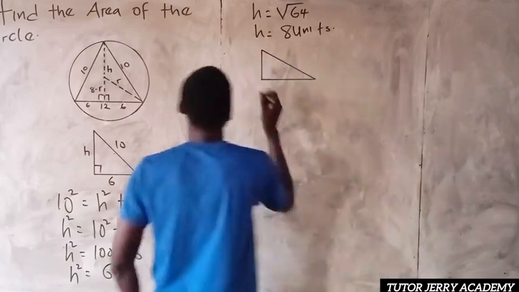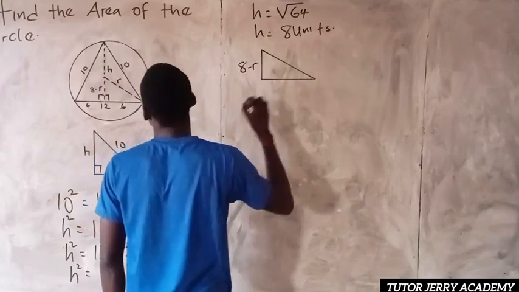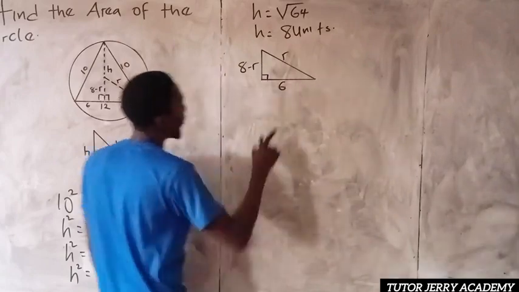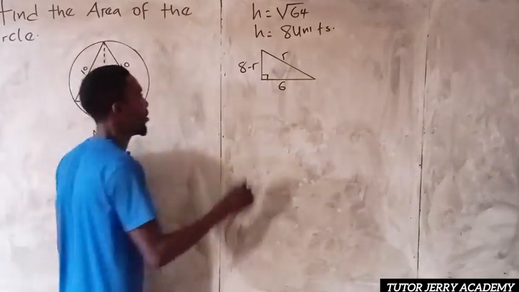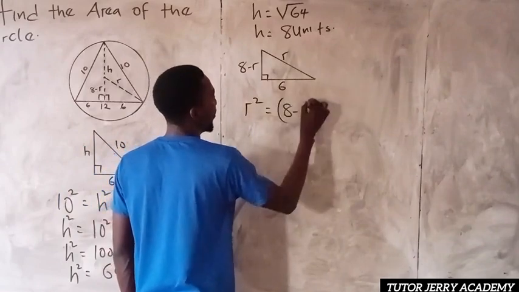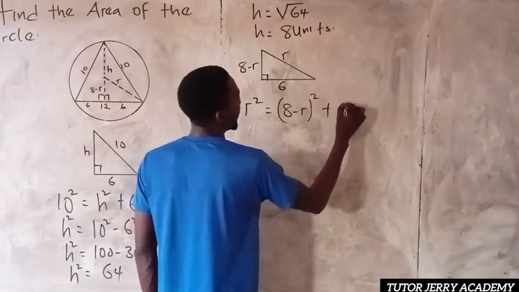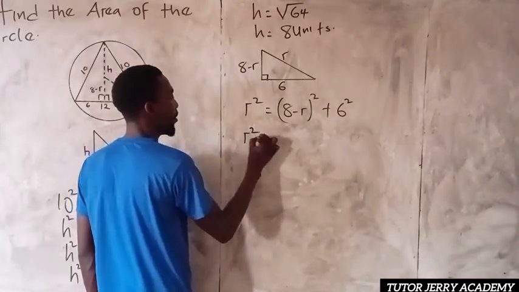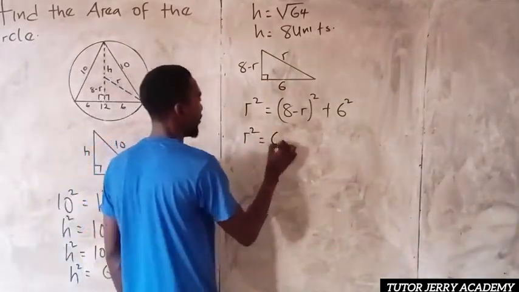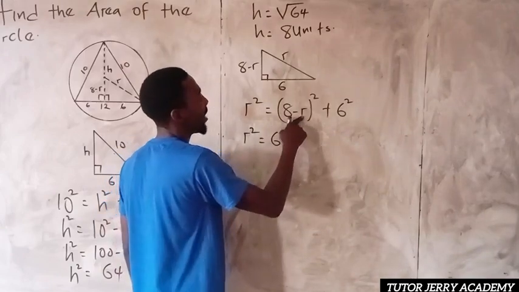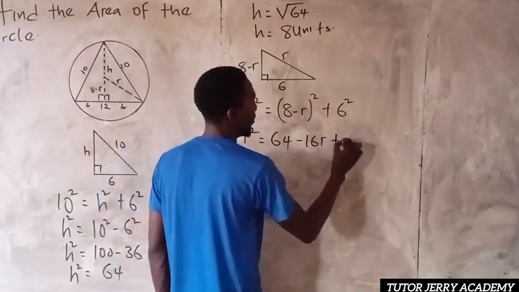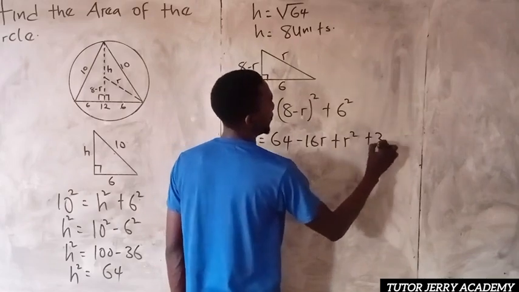Here we are going to have 8 minus R. And here we are going to have R. And here we are going to have 6. So again, we are going to apply the Pythagoras theorem. If we do that, I'm going to have R squared equal to 8 minus R all squared plus 6 squared. If you expand this, put your square on this 8 here, you are going to have 64. Then 8 times minus R times 2, you are going to have minus 16R. If you put your square on this R, you are going to have plus R squared. Then plus 36.